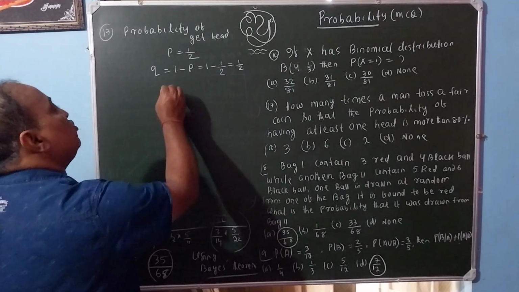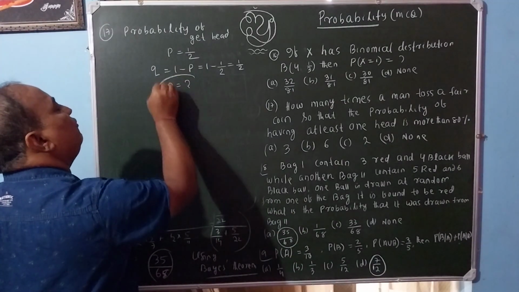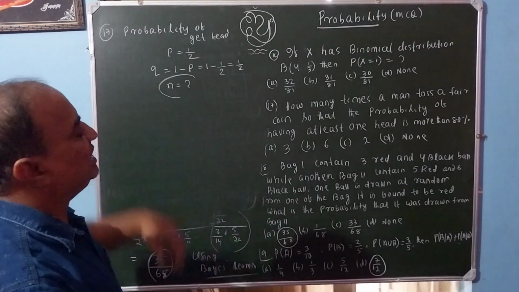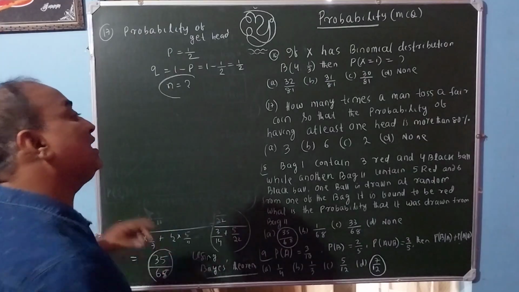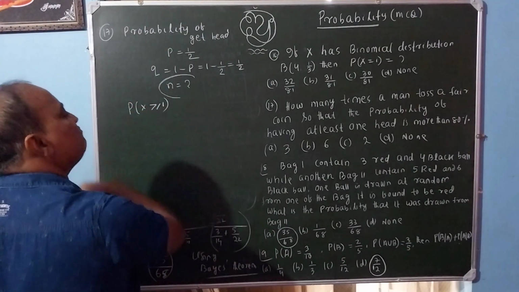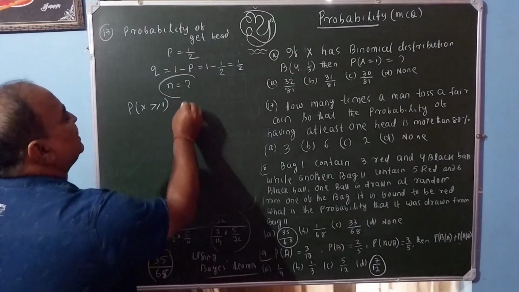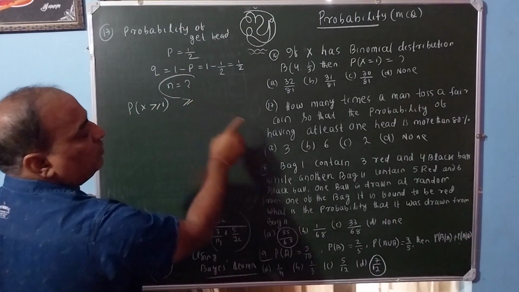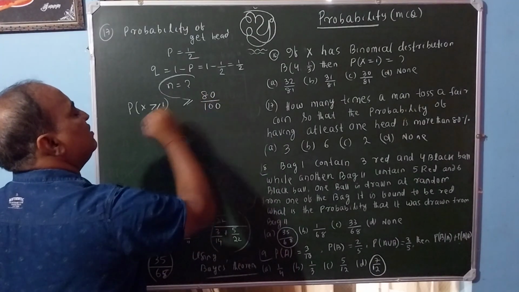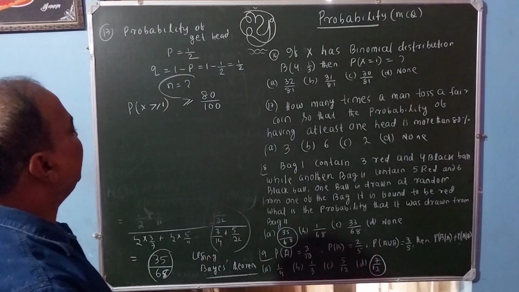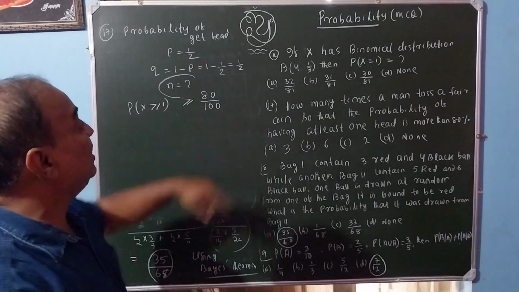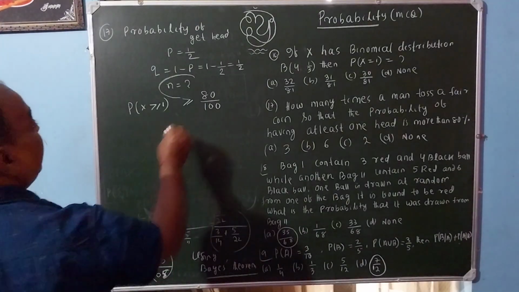Okay. So N should be calculated, the minimum number of times, that is, you have to find out the number of experiments. Probability of having at least one means this should be greater than or equal to 80%. 80% means 80 by 100 according to the question. Probability of x greater than or equal to 1 is greater than or equal to 80 by 100.